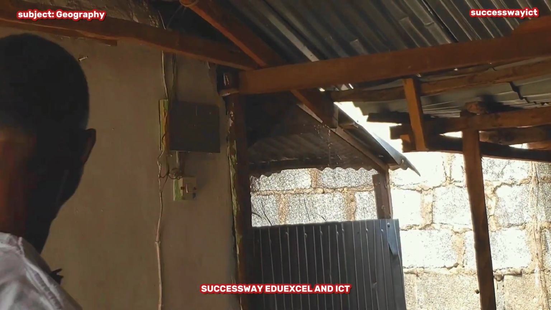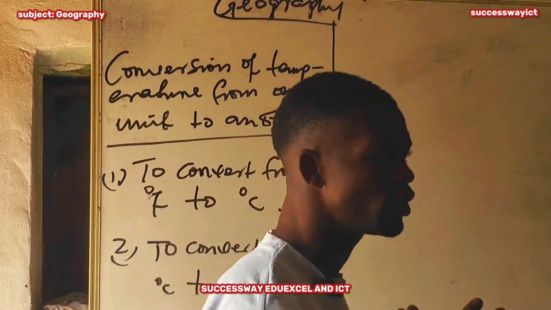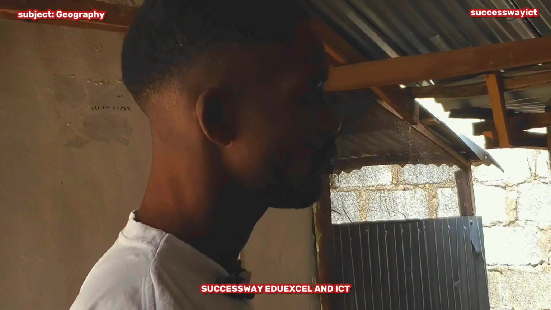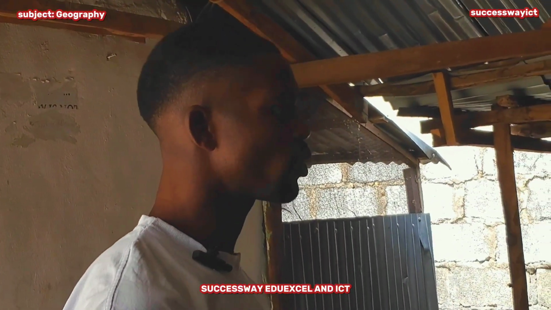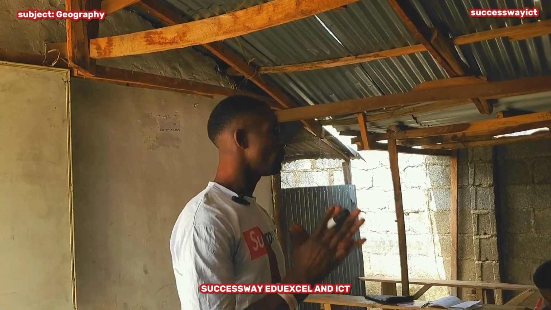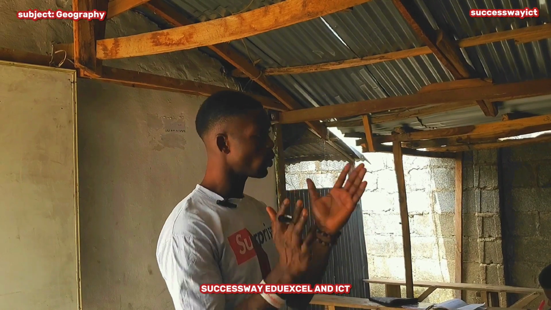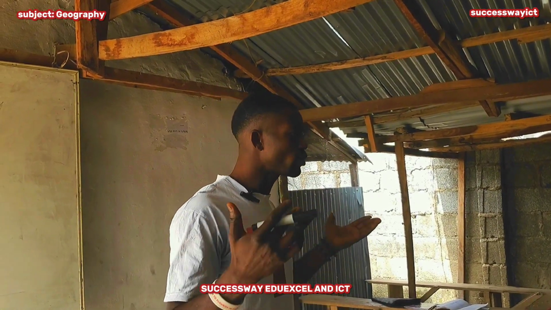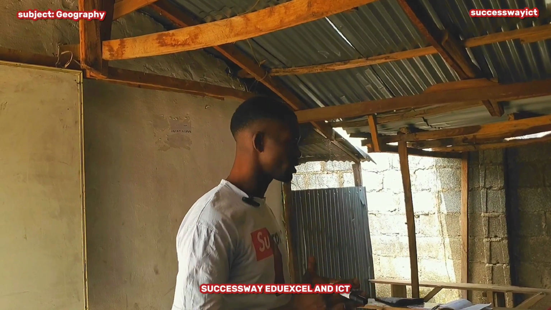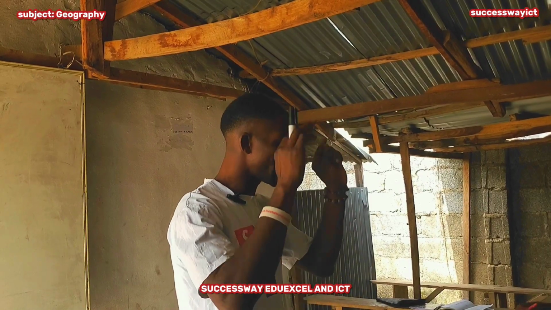Leave this in. Now we are going to look at how we can convert from one unit to another. I told you that we have 2 units of what? Temperature. We have degree Celsius, the one that in geography you call degree centigrade. Then we have degree Fahrenheit. So each of these can be converted from one to another. First of all, we are going to look at how we can convert degree Fahrenheit to degree centigrade.